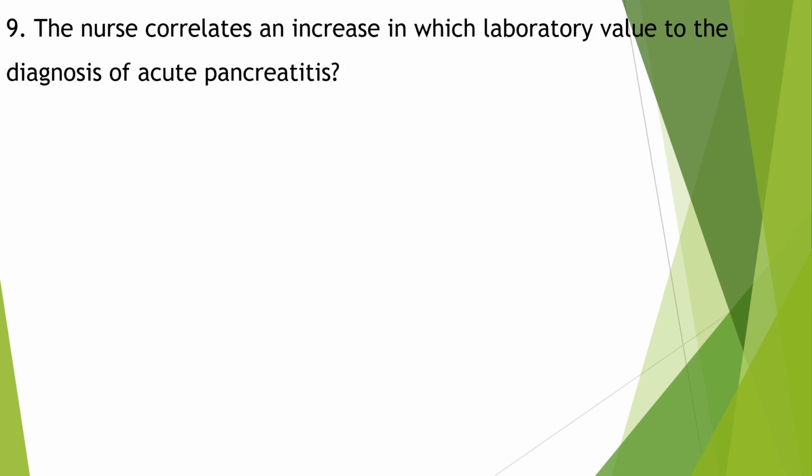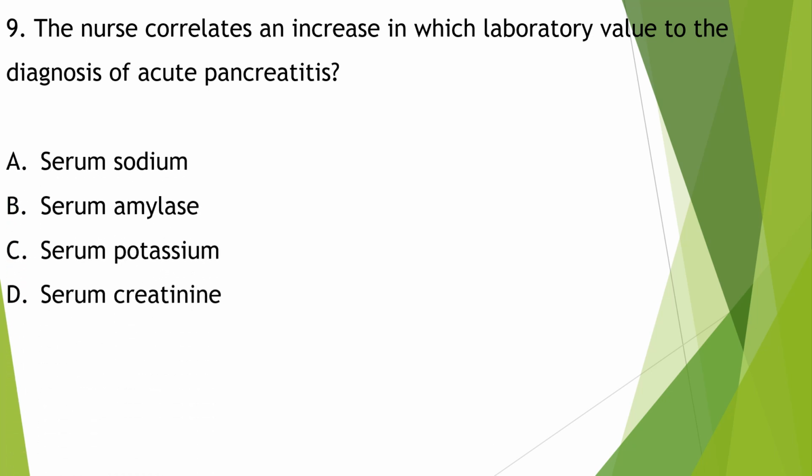The nurse correlates an increase in which laboratory value to the diagnosis of acute pancreatitis? Serum sodium, serum amylase, serum potassium, serum creatinine. Amylase is an enzyme responsible for digestion of carbohydrates and it is produced in the pancreas. When the pancreas is inflamed, amylase is released in the blood.